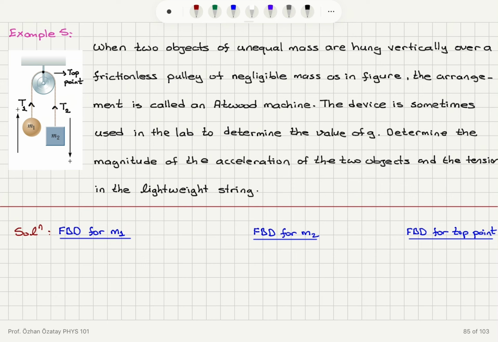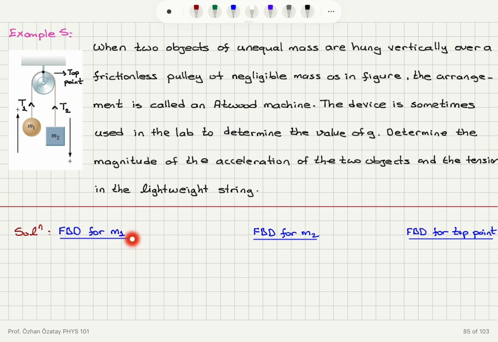When 2 objects of unequal mass are hung vertically over a frictionless pulley of negligible mass as in the figure, the arrangement is called an Atwood machine. The device is sometimes used in the lab to determine the value of g. Determine the magnitude of the acceleration of the 2 objects and the tension in the lightweight string. Okay, so we will look at these objects as points.